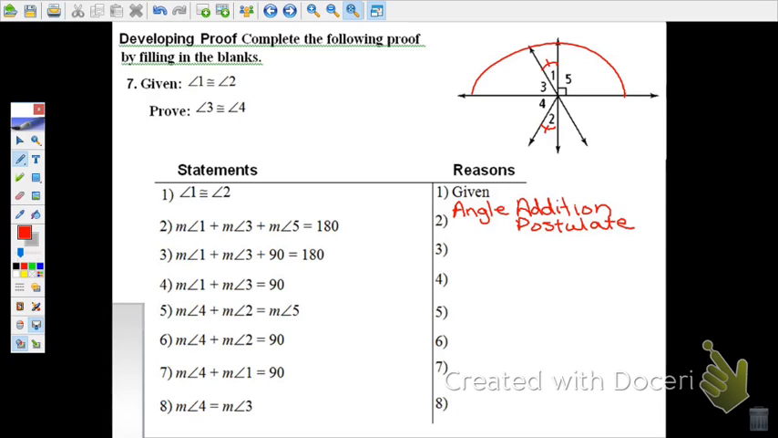Number 3 says angle 1 plus angle 3 plus 90 equals 180. Substitution, probably, because we know angle 5 is 90. If we look at what changes here, instead of saying the measure of angle 5, which we know is 90, we substitute that number in. So that is our substitution property.